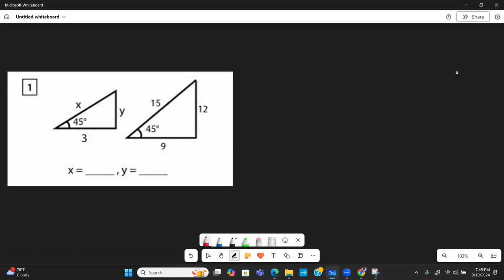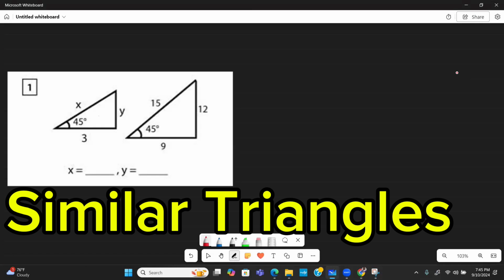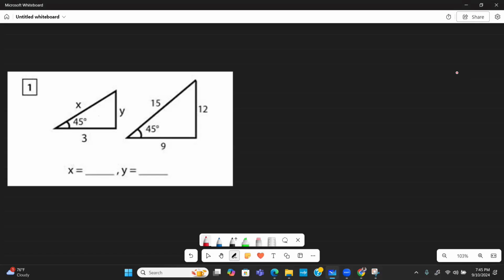So in this video presentation, we're looking at pairs of similar triangles, and we're trying to find missing sides of these triangles. Now, whenever we have similar triangles, this is caused by dilation. Therefore, we would have corresponding sides. All right, so we'd have corresponding sides.